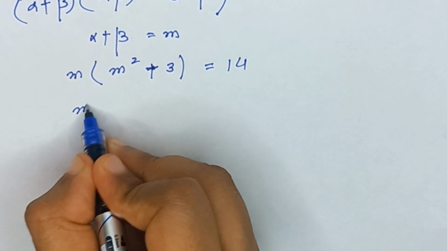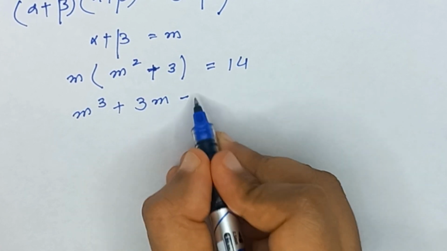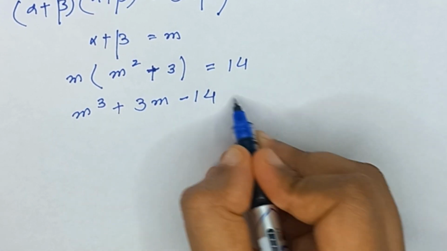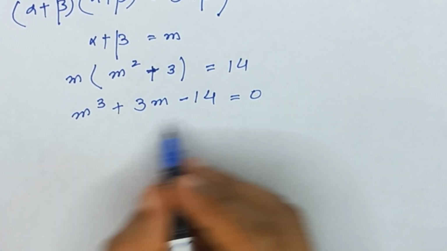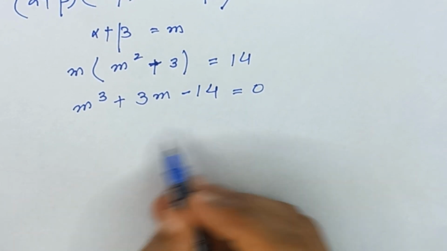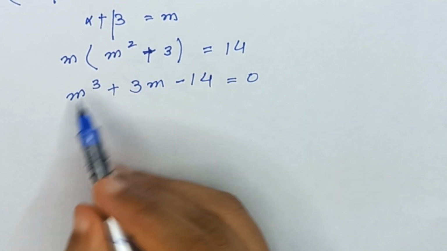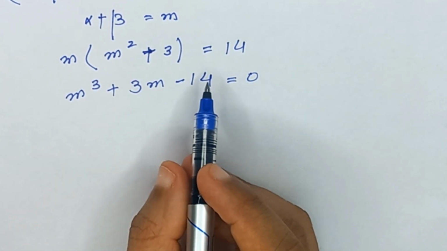So it will become m cube plus 3m. I will take this 14 to the left hand side, so it will be -14 is equal to 0. Now we have a cubic equation. So I will apply here synthetic division. First of all, I will check which value of m satisfies this equation.